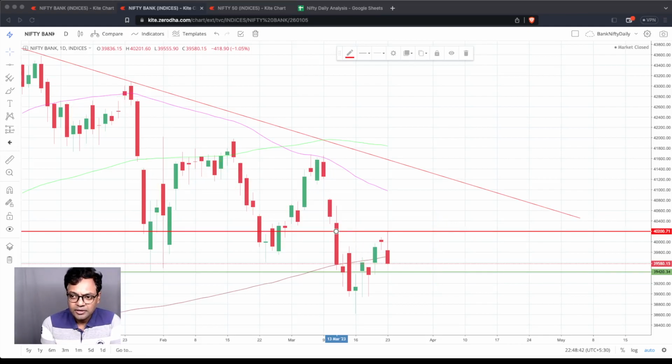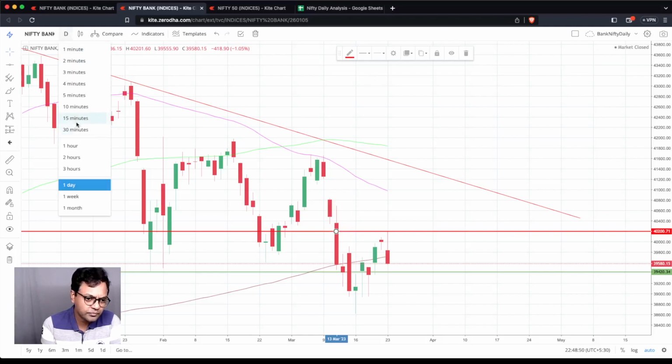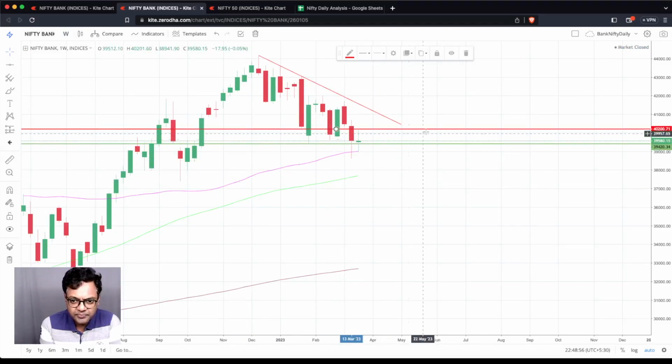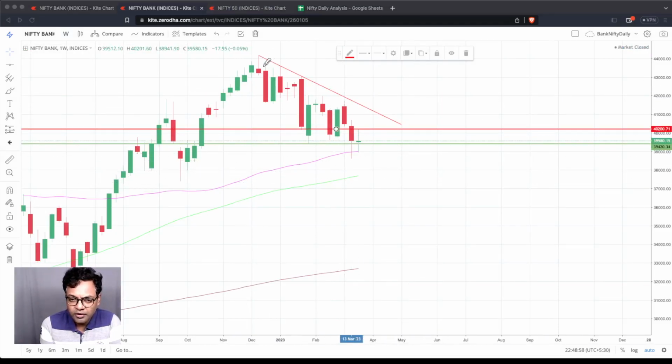And let us also take just one overall look at the weekly trend. Looking at the weekly trend, as you can see, the weekly trend for Bank Nifty has been consistently low, but there has been some strong support happening at the level of 39,500. So unless this 39,500 level is broken by a weekly candle, we cannot have the continuation of the downtrend.